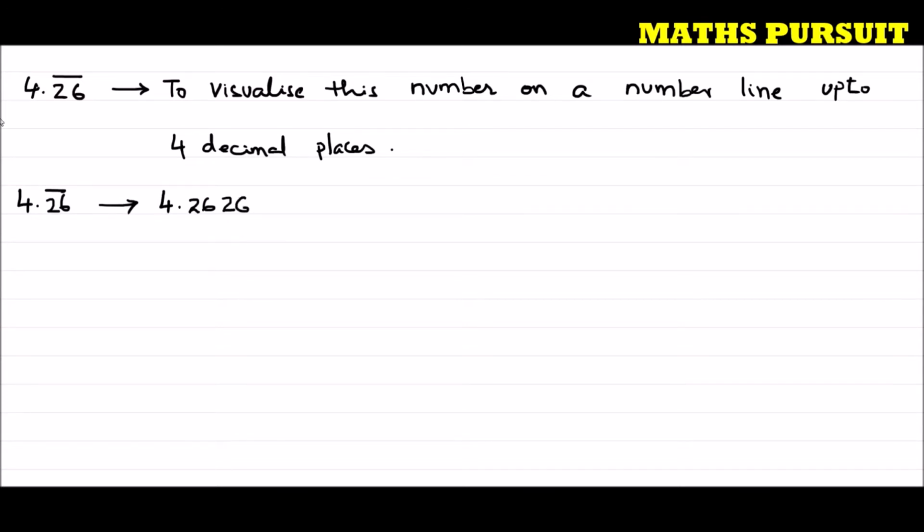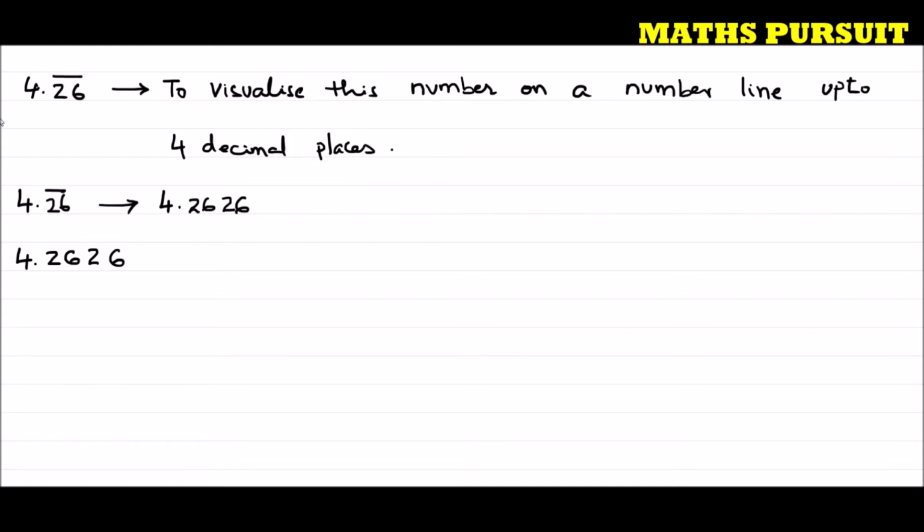Now let's see how easily and how quickly we can show 4.2626 on a number line. Let us try to understand the concept. So here the number is 4.2626. For the purpose of showing this on a number line, we need to follow certain steps. So let us see which steps we are going to follow, and how we are trying to show this number on a number line.